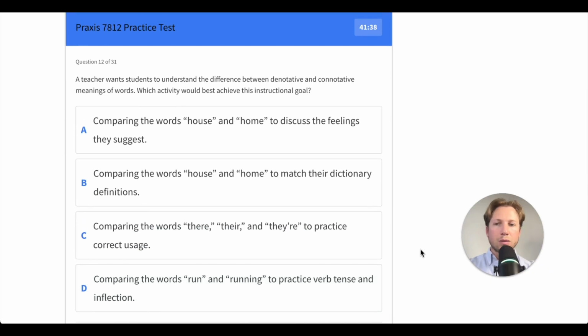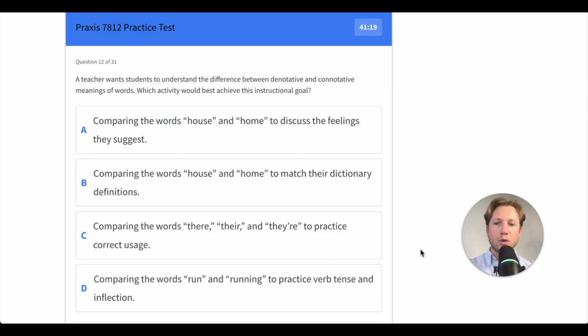Excellent job sticking around. Remember, the more questions that you complete, the better chance that you have of passing. And this is really all about a numbers game. You want to get exposure to as many Praxis 7812 questions as you can get your hands on. And so I'm glad that you're going over this with me, and I appreciate it.